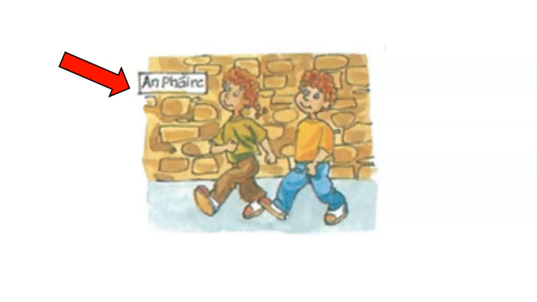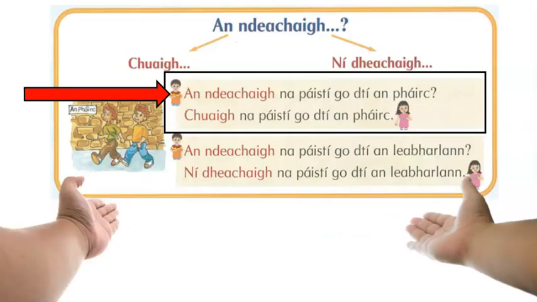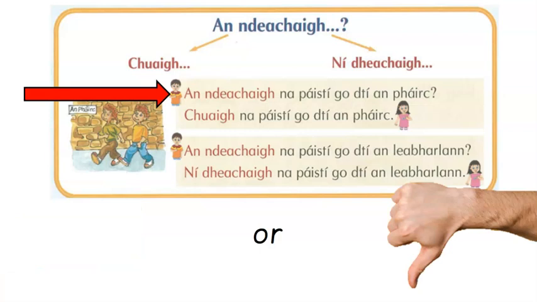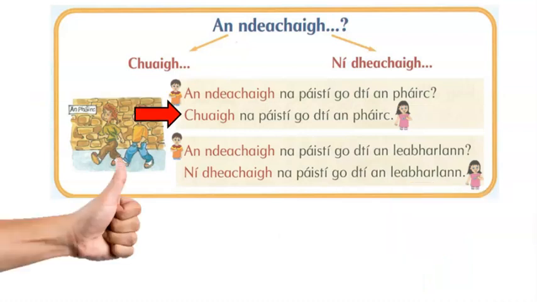Tá na páistí ag dul go dtí an pháirc. They're going to the park. So we're going to focus on this question here. Ndeachaigh, so two hands out. Ndeachaigh na páistí go dtí an pháirc? Did the children go to the park? And there's two answers to that. So repeat after me. Chuaigh na páistí go dtí an pháirc. They did go to the park. Or ní dheachaigh na páistí go dtí an pháirc. The children didn't go to the park. And the answer is, of course, chuaigh na páistí go dtí an pháirc.